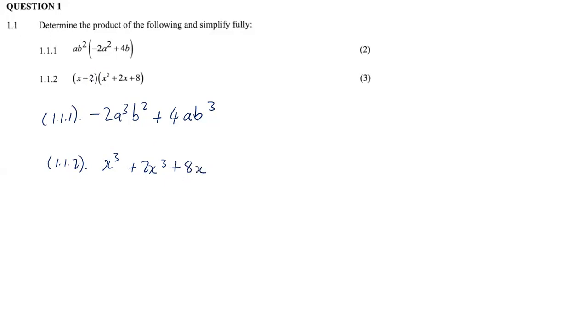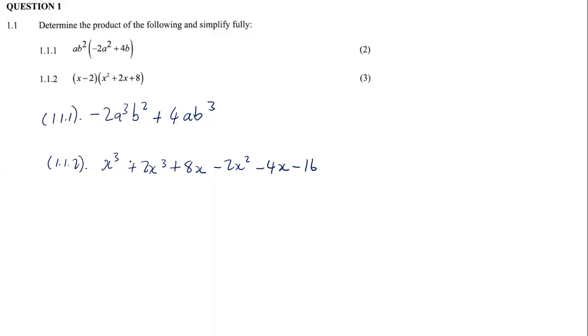And then we distribute negative 2. We're going to say negative 2 multiplied by x squared. It's going to be negative 2x squared. Negative 2 multiplied by positive 2x. It's going to be negative 4x. And then negative 2 multiplied by positive 8. It's going to give us negative 16.